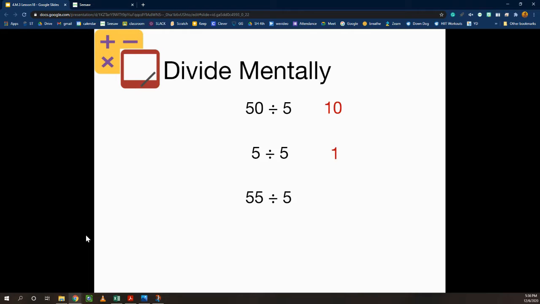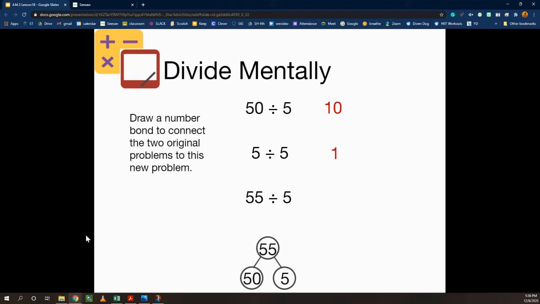So now we're going to think about how can we do 55 divided by 5 mentally. Let's draw a number bond to connect the two original problems to this new problem. I can take 55 and break it into 50 and 5. Now, if I look at my last two answers, I have 50 divided by 5 is 10. 5 divided by 5 is 1. So 55 divided by 5 is equal to 11. Let's do the same thing with a couple more examples.